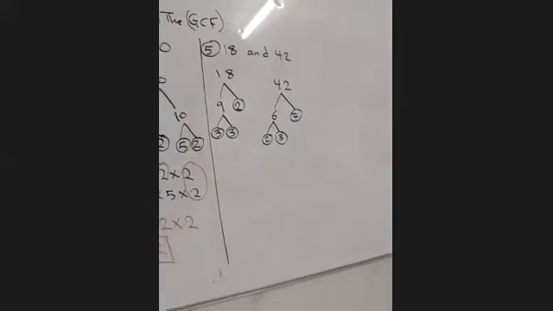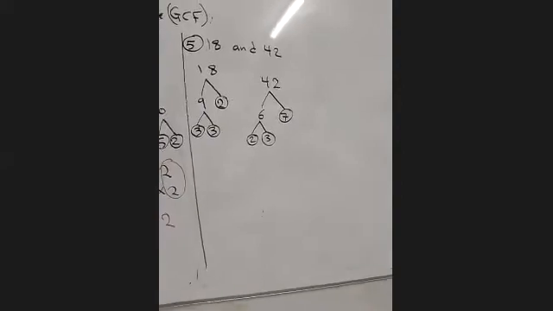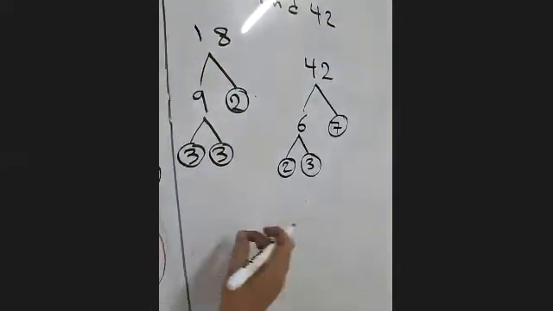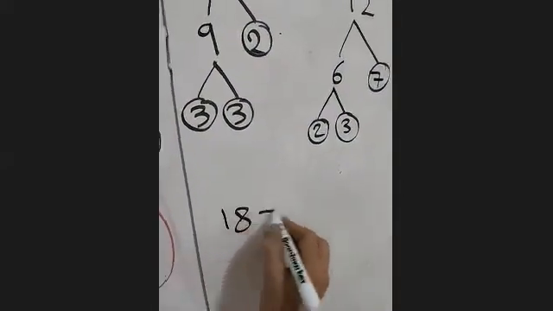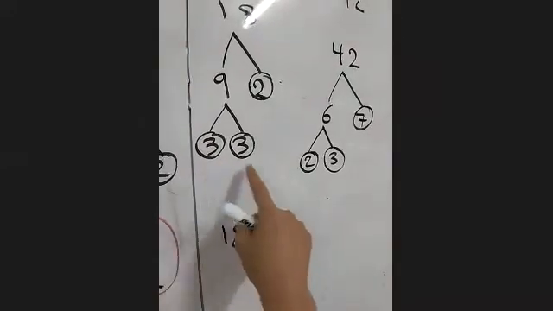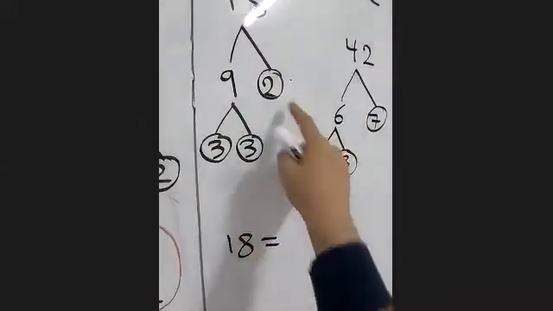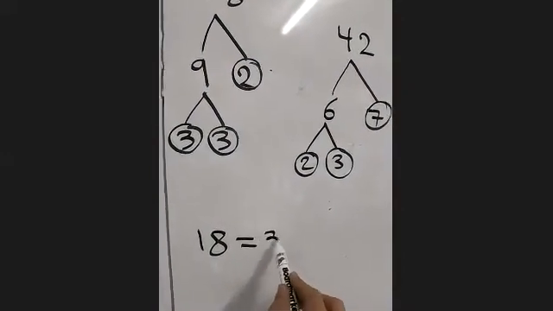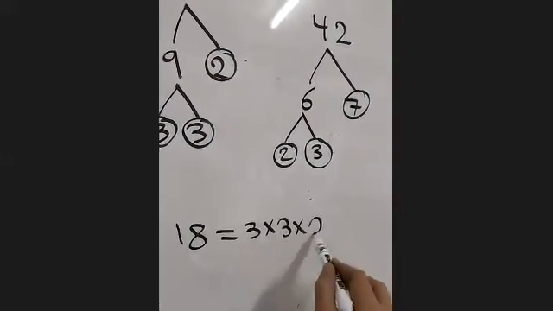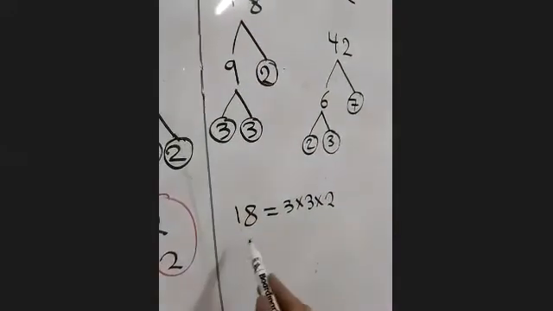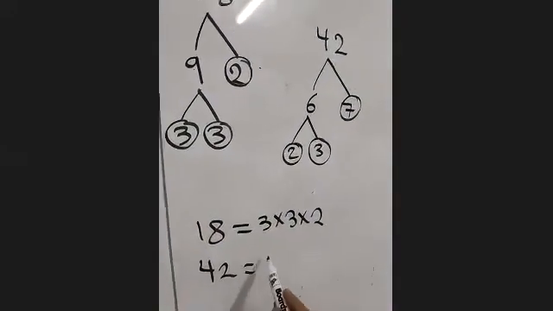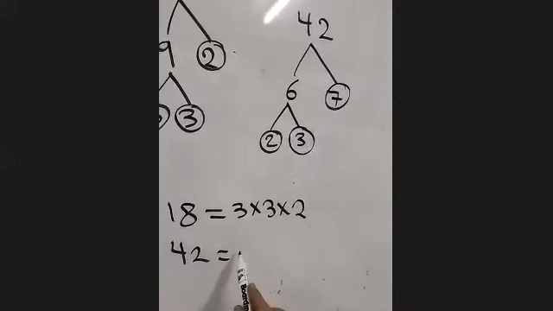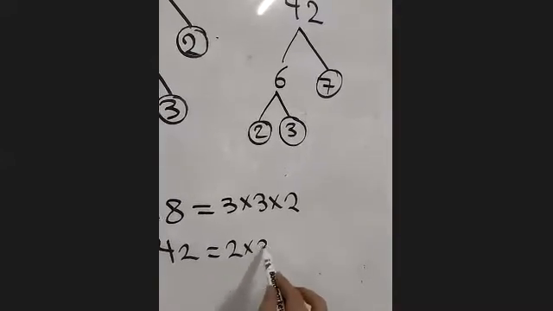Okay? Now, what I will do is take the 18 down here and put equal and multiply the circled numbers. Got it? Yes. Tell me what I will write here. 3 multiply 3 multiply 2. Excellent. I will do the same for the 42. What will I write here? 2 multiply 3 multiply 7.